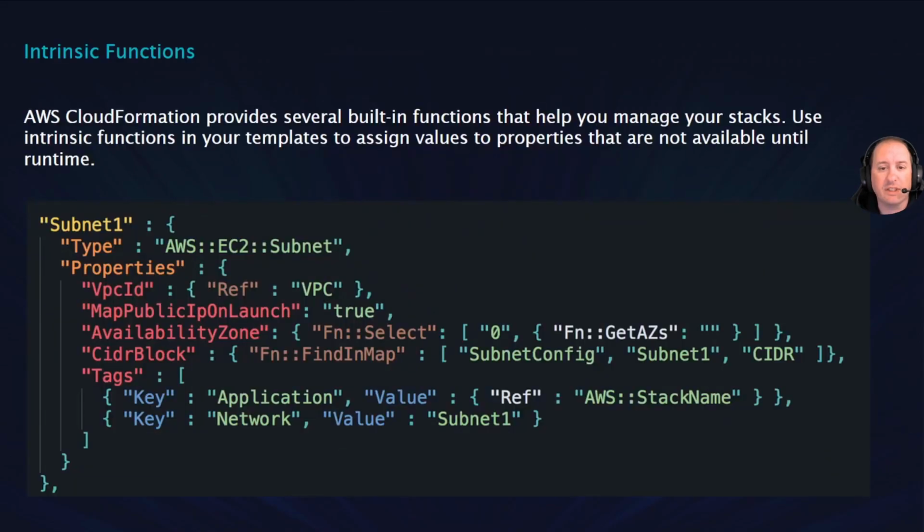So intrinsic functions are essentially built-in functions that help you manage your CloudFormation stacks. They're used to assign values at runtime instead of giving a hard-coded value in the CloudFormation template. On the screen you'll see a couple of examples in the code of these intrinsic functions. For example, the function select, the get AZs, find and map, and even ref are all examples of intrinsic functions that you would find in a CloudFormation template.